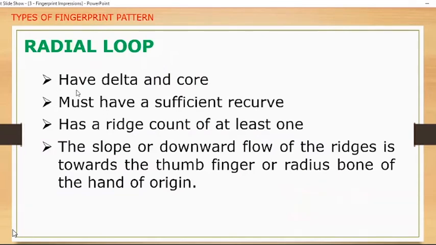Three essential elements of the loop: it must have a delta in the core, sufficient recurve, and a ridge count of at least one. Ano yung pagkakaiba niya? The slope or the downward flow of the ridges towards the thumb, finger, or the radius bone of the hand of origin. Ito ang radius bone. Kaya papunta sa thumb finger ang kanyang flow.